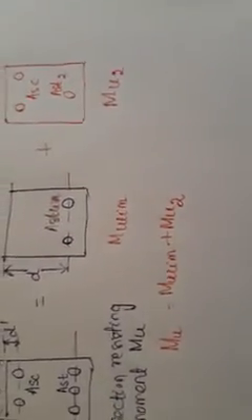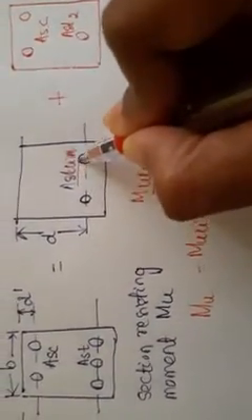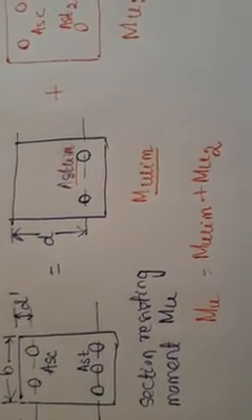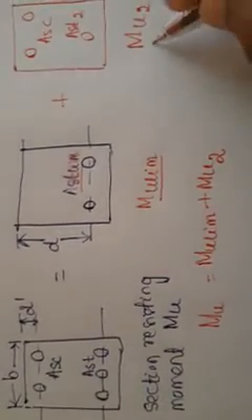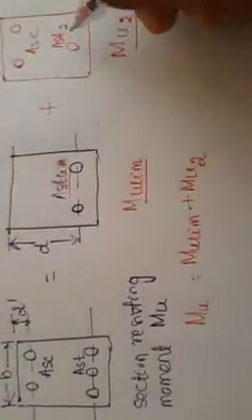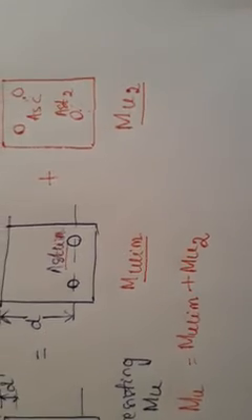For the moment Mu lim, the tension steel AST lim is found out as explained for singly reinforced section. For the additional moment Mu2, the additional tension steel and additional compression steel are provided such that they give a couple of moment Mu2.